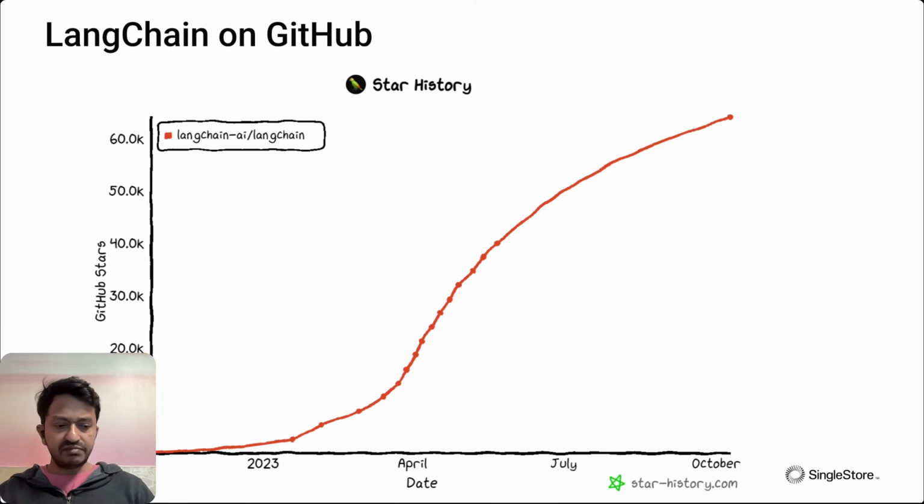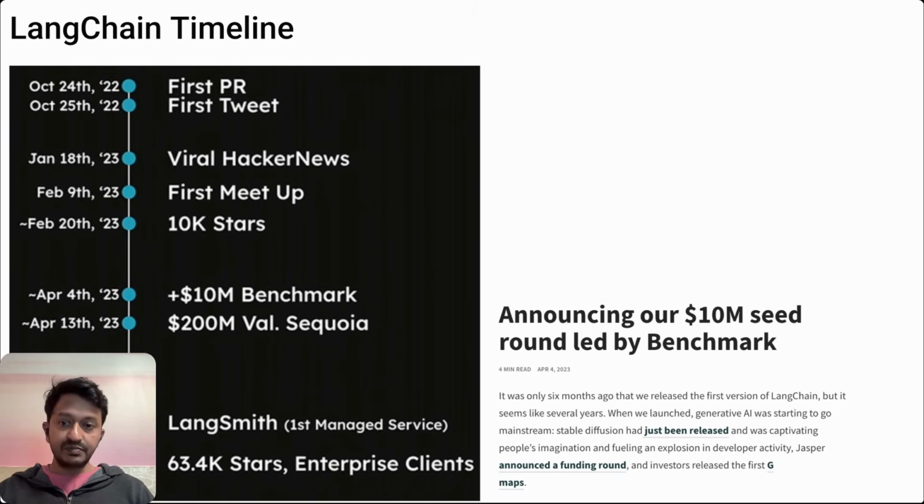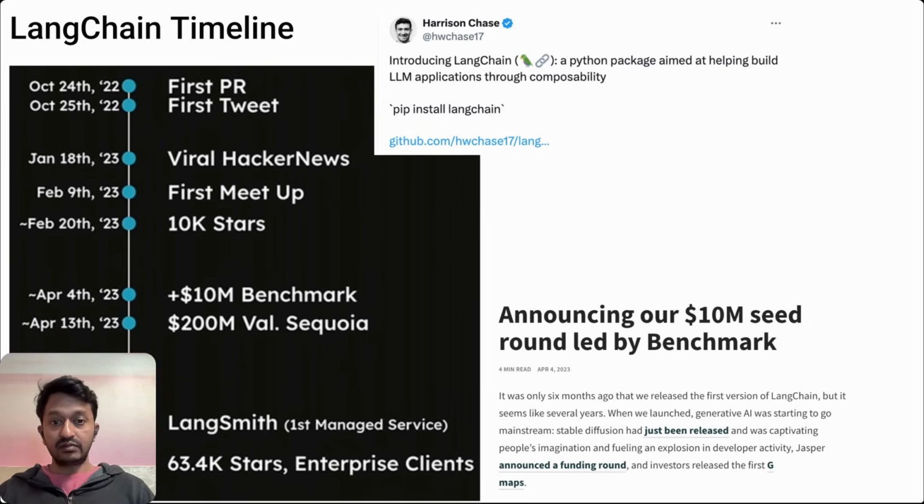The star history on GitHub is growing really well. And this is the simple LangChain timeline. The first PR went out on October 24, 2022. And then the first tweet from Harrison Chase, the founder himself, introducing LangChain, a Python package aimed at helping build LLM applications through compatibility. Pip install LangChain. So this is the tweet that went out on October 25th, 2022.